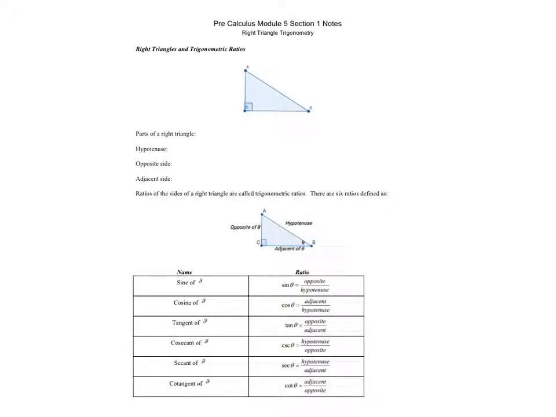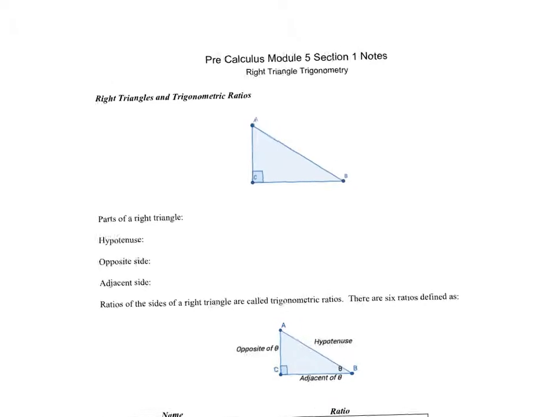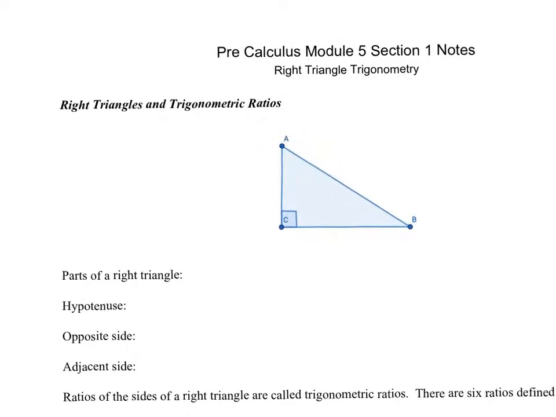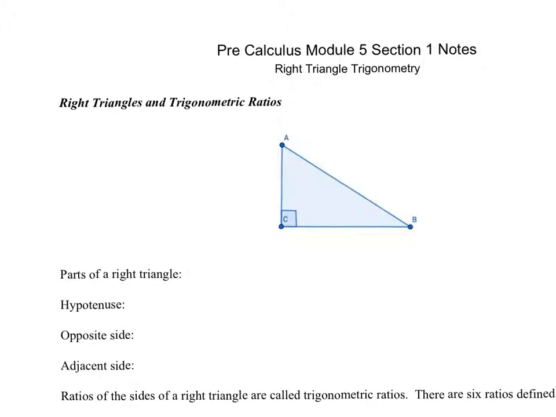In Module 5, we're going to start talking about trigonometry. And in this first section, we're going to review our right triangle trigonometry. So we're going to talk about right triangles and our trig ratios. So let's go ahead and review the parts of a right triangle.